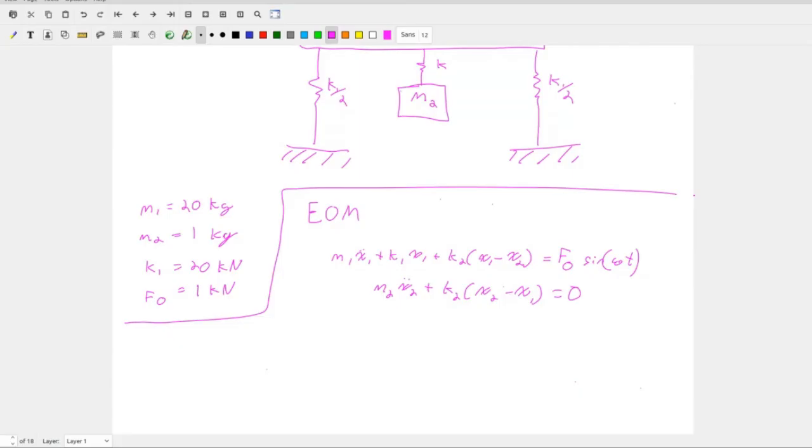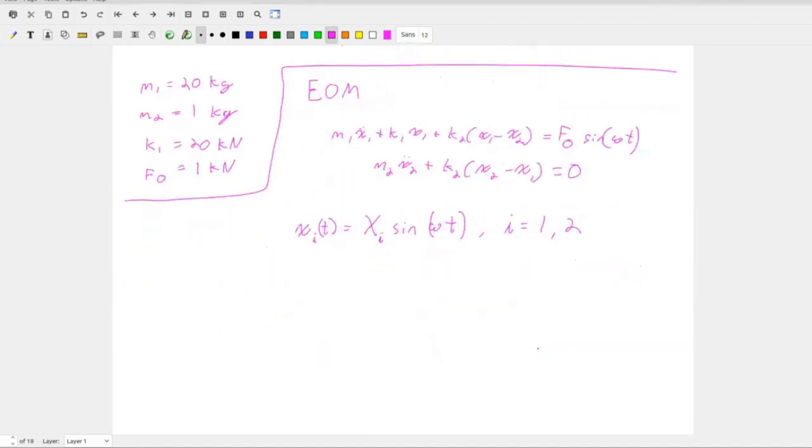That makes sense? Pretty good so far? All right, let's assume a solution. Let's just assume a sinusoidal solution that looks like this. X i of t is equal to capital X i sine of omega t for i equal to 1, 2. That makes sense? You have a displacement of x1, you have a displacement of x2, and we have this capital X. This is the term that we need to solve for. The sine of omega t, we already knew was going to be there, right? We have a sinusoidal solution.